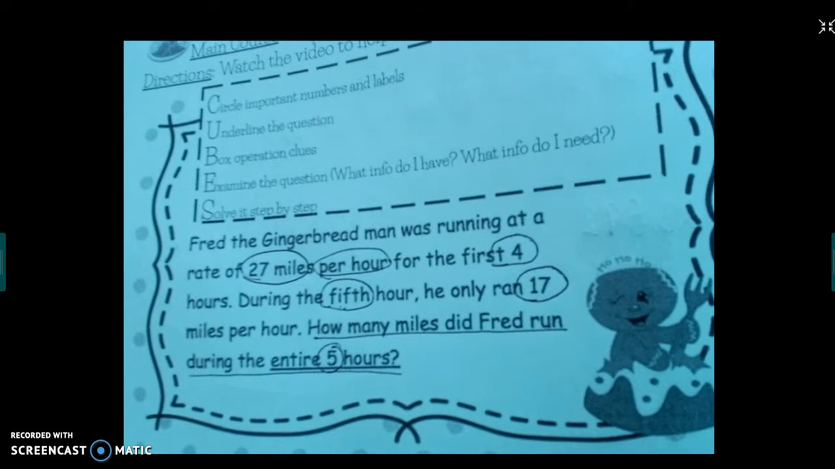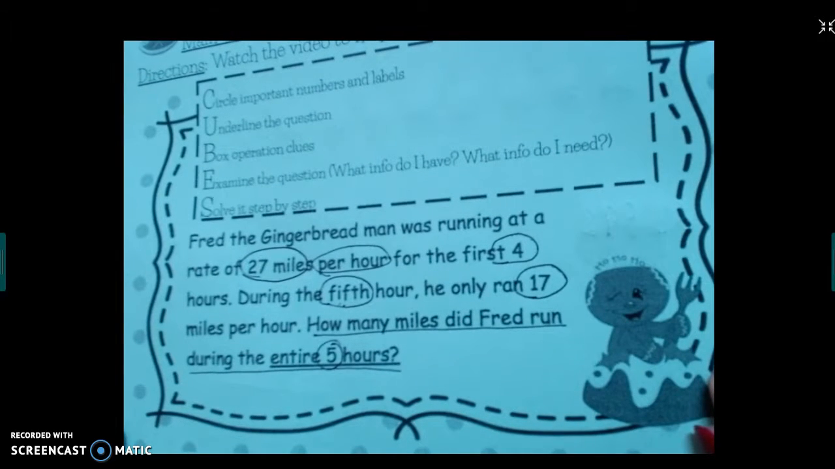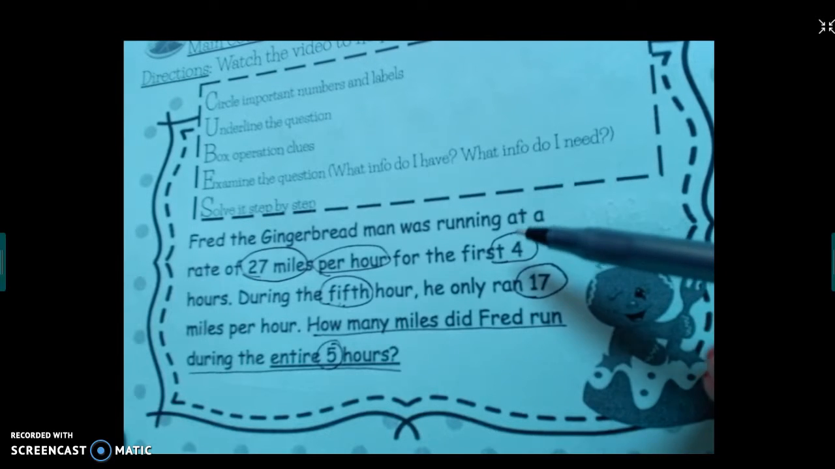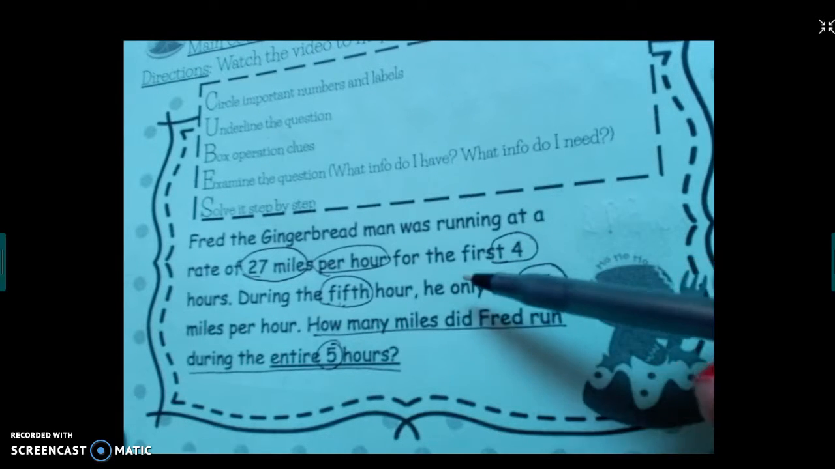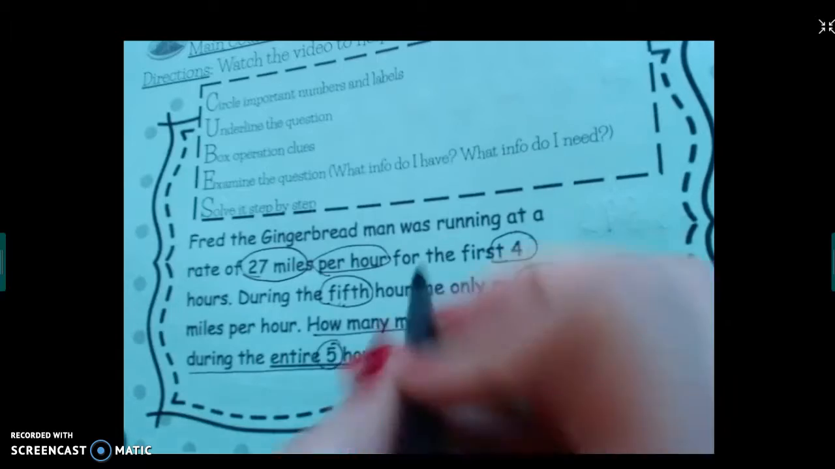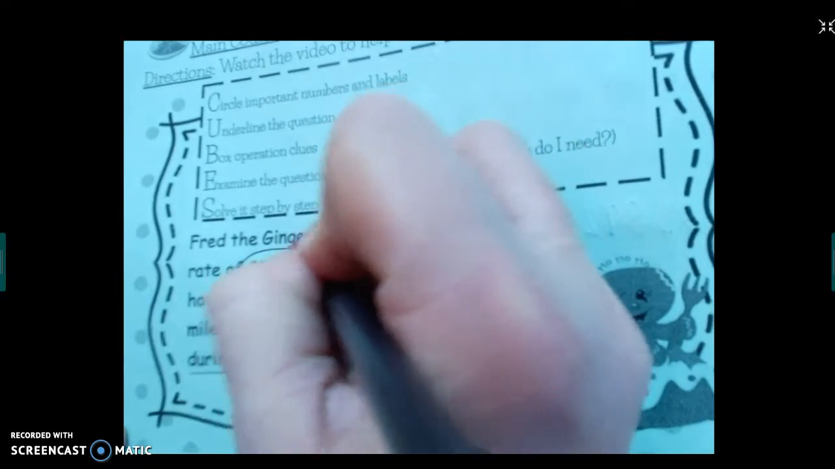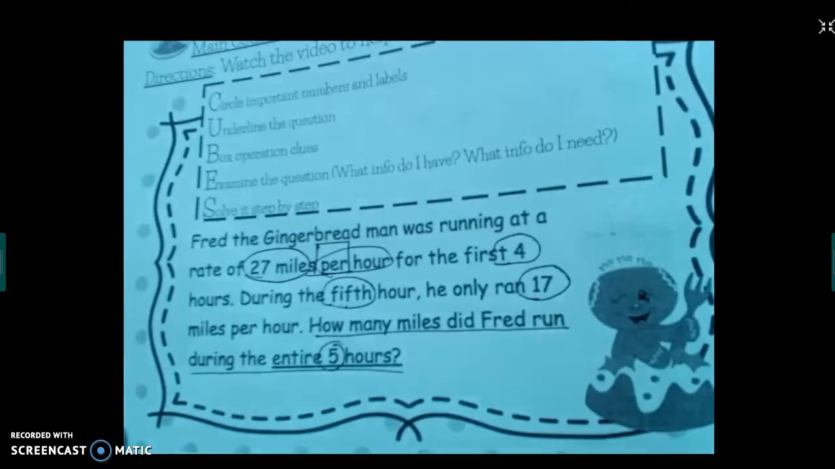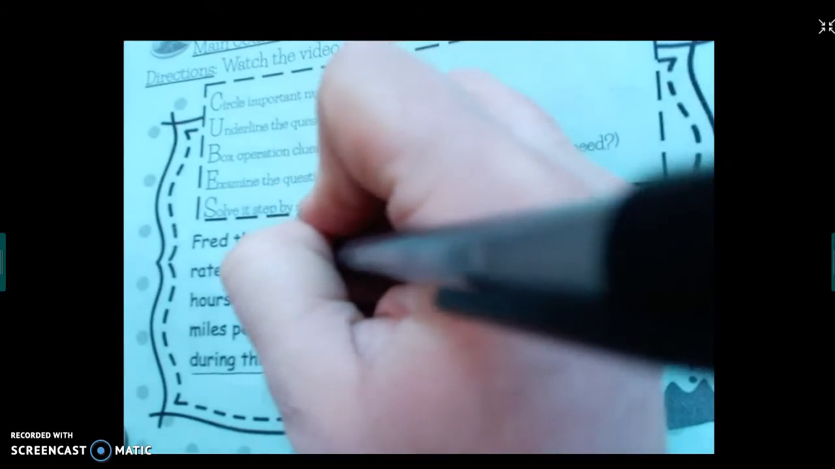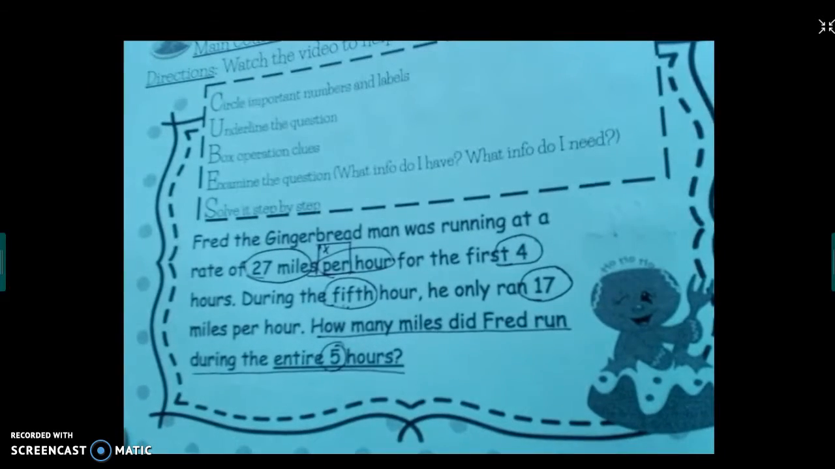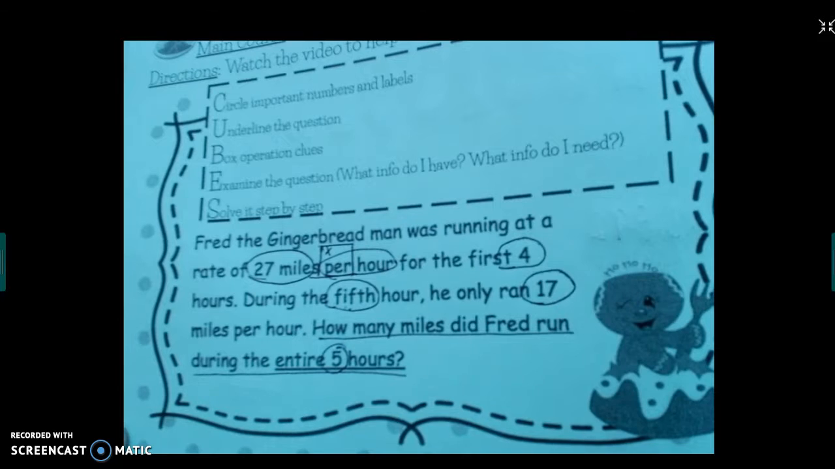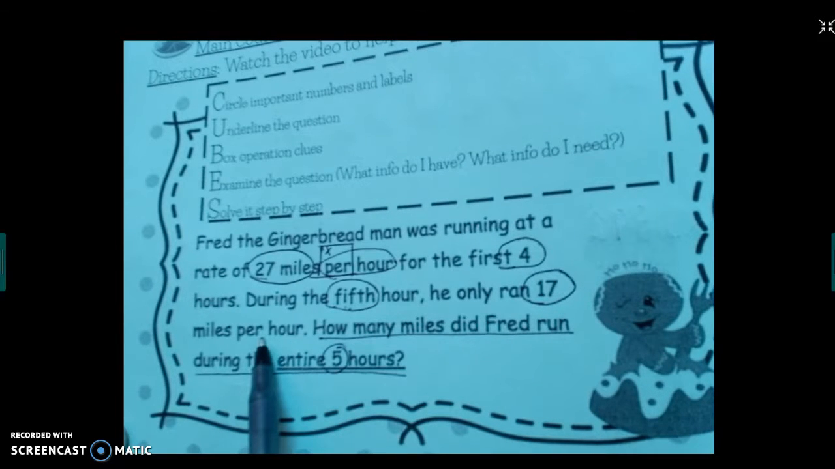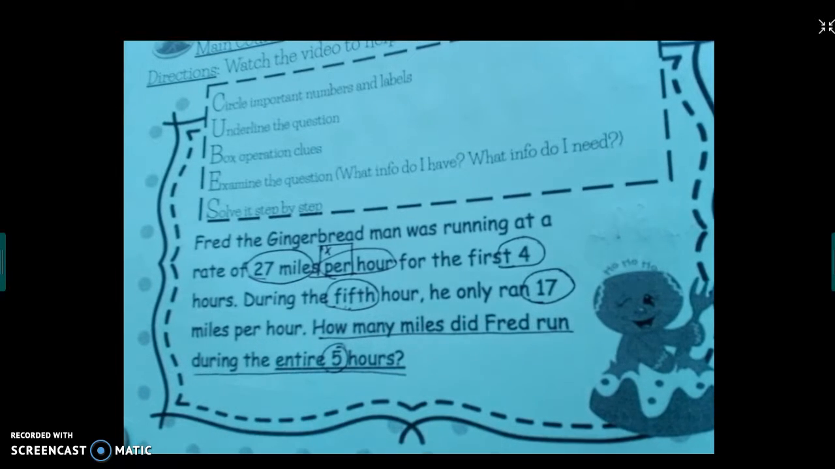We're going to box the operation clues. He was running at a rate of 27 miles per hour for the first 4 hours. This per hour, the words per hour, tell me that I'm going to multiply. So I'm going to put an X in there. Okay. During the 5th hour, he only ran 17 miles per hour. Okay.